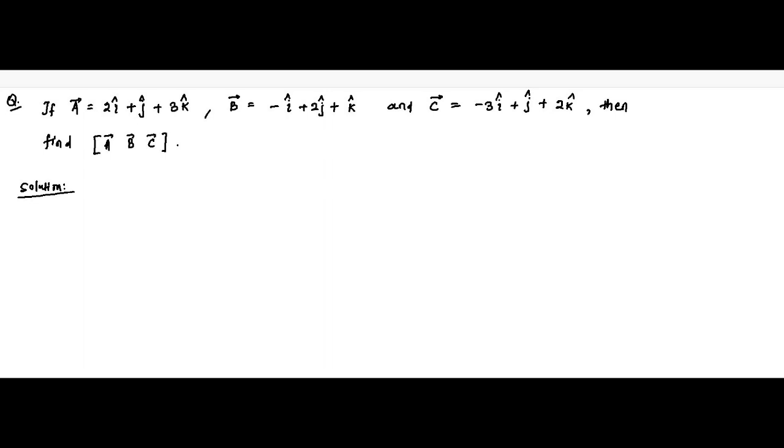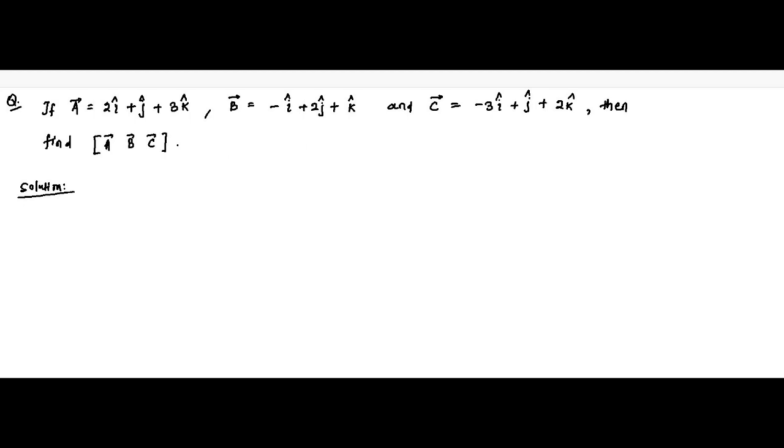So here we are, a question on determination of scalar triple product. We have three vectors: a vector which is equal to 2i cap plus j cap plus 3k cap, b vector is equal to minus i cap plus 2j cap plus k cap, and c vector is equal to minus 3i cap plus j cap plus 2k cap. We have to find out the scalar triple product a vector, b vector, c vector in that proper order.